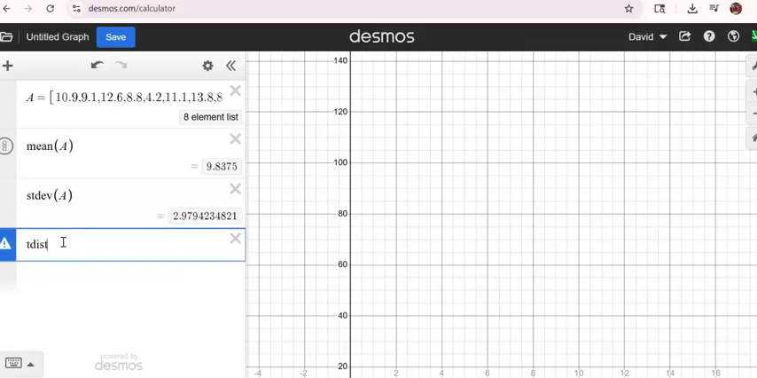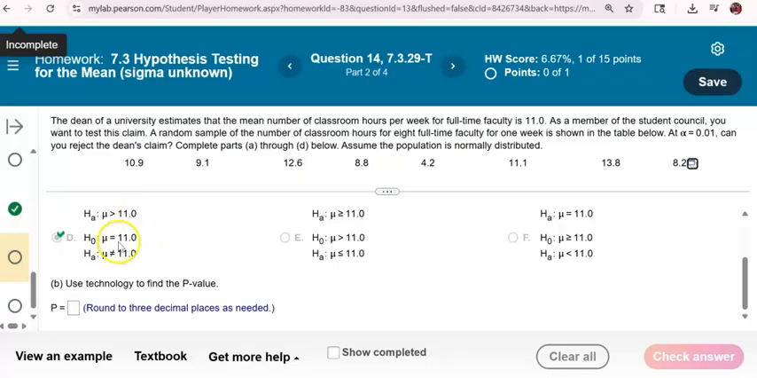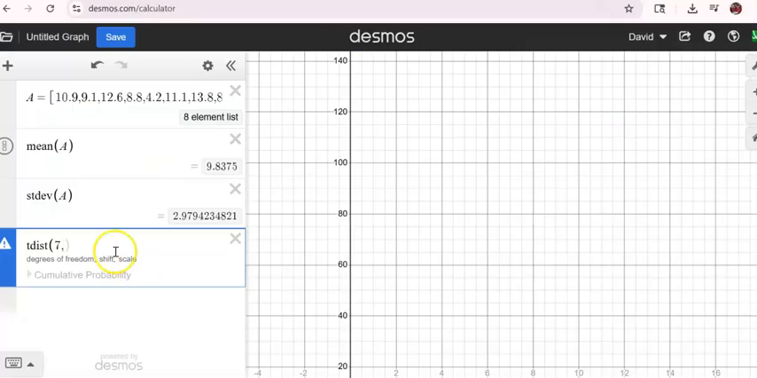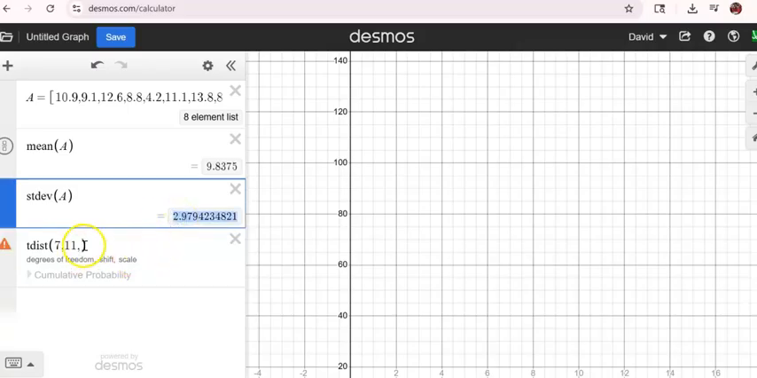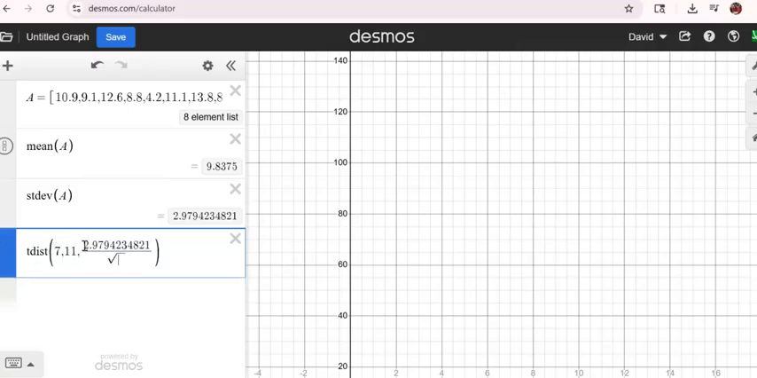So t-dist. Again, this is t because it's about a mean and I don't know the population standard deviation. I'm using a sample. All right, degrees of freedom, 1 less than this, so that's 7. The shift, that's not the mean. The shift is the claim mean, so that's going to be the 11. So we're going to put 11 in there, and then the scale, standard deviation here, you can actually just copy that if you want to, divided by SQRT of the sample size, which is 8.